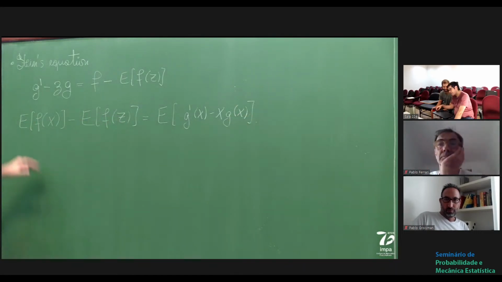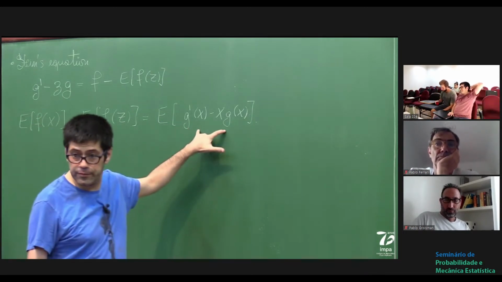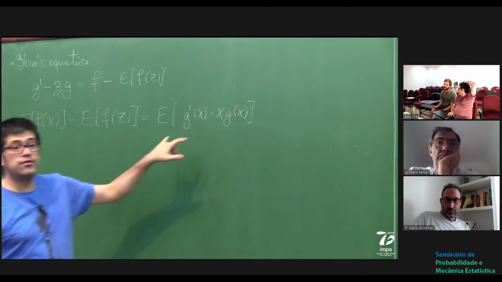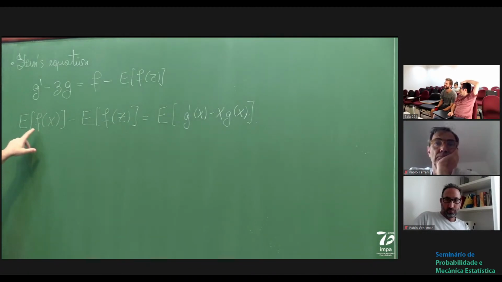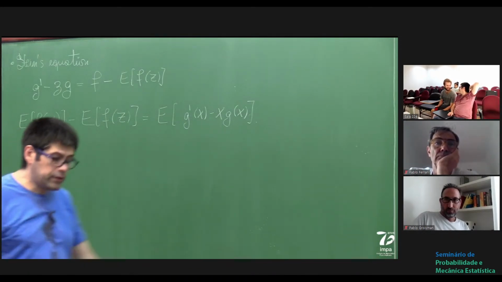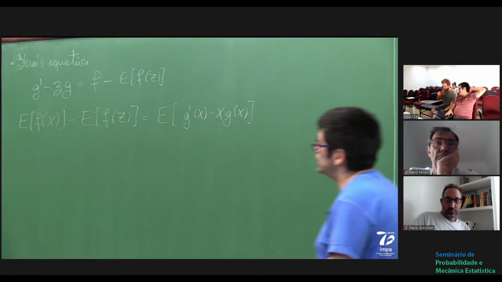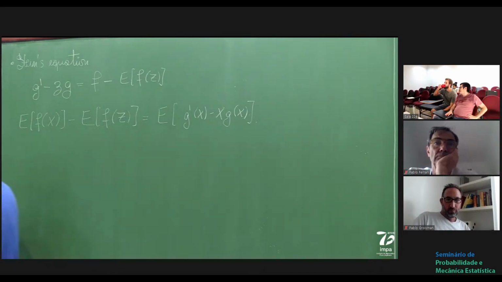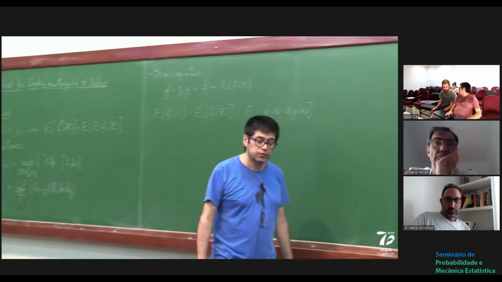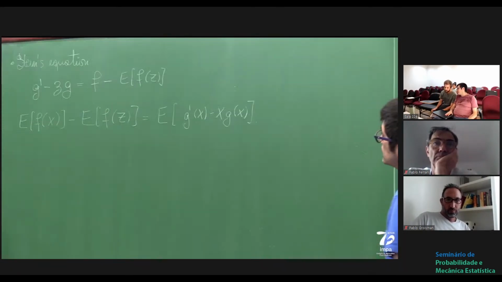Therefore, if you can control, for example, this number here, this expectation here, in terms of the L infinity norm of the gradient of f, then you are able to control the distance in Kantorovich distance between x and z. Okay? So this is how Stein's method is used in practice.